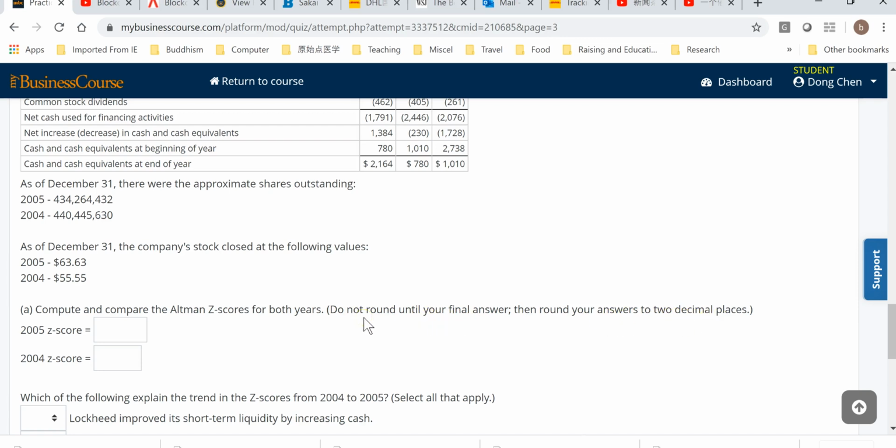One advantage of using Excel to answer this question is that it automatically meets this requirement, which means that you do not round intermediate calculations. And you can also choose how many decimal places you want to keep for the final answer.